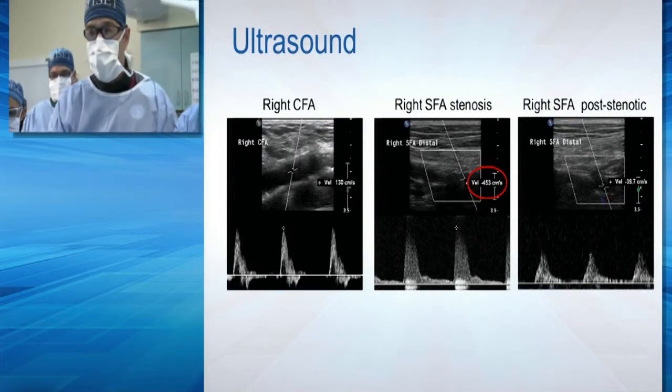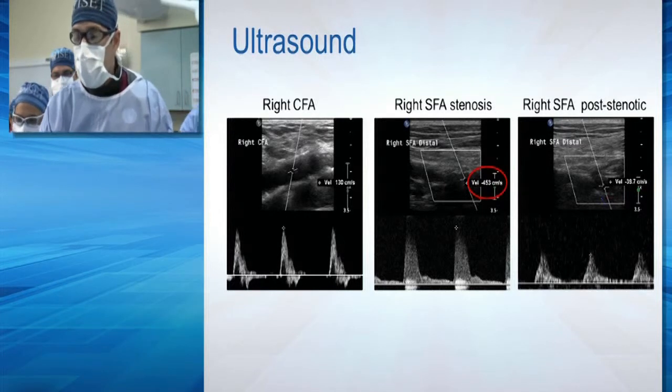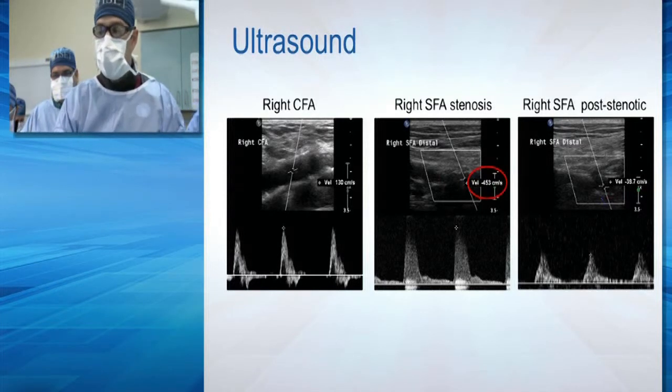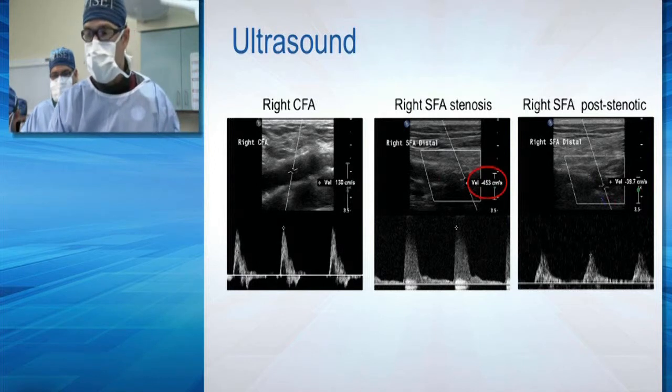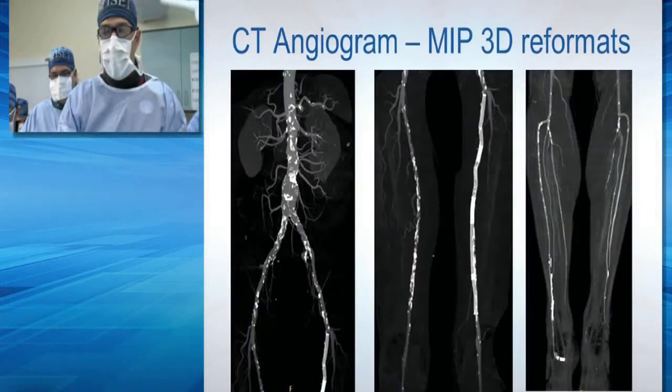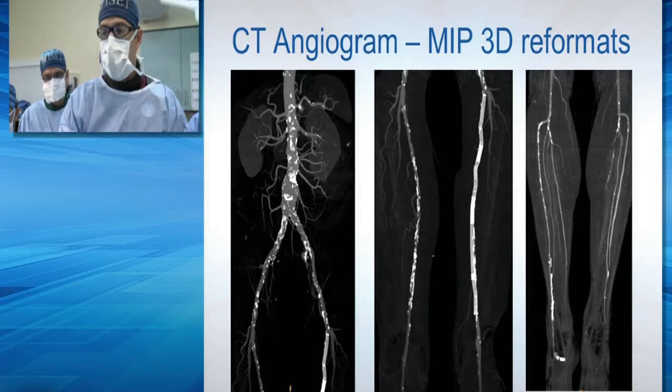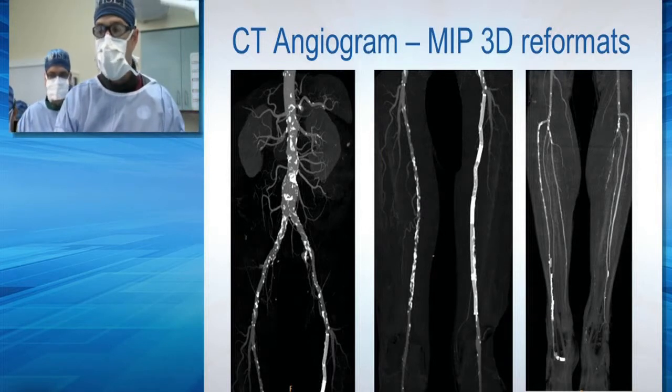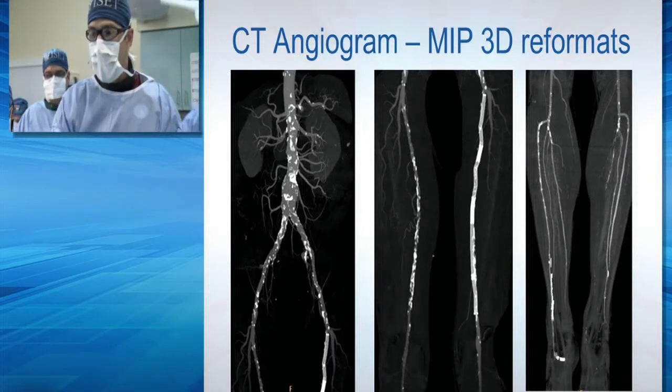Duplex ultrasound demonstrates triphasic waveforms in the right common femoral artery with a high resistive elevated peak systolic velocities in the distal SFA with post-stenotic waveforms distally. Next slide. CT angiogram was performed, and our MIP 3D reformats demonstrate extensive calcified atherosclerotic disease throughout the lower extremity vessels in addition to some mild dilatation of the distal aorta.